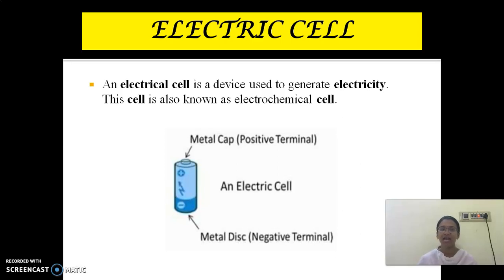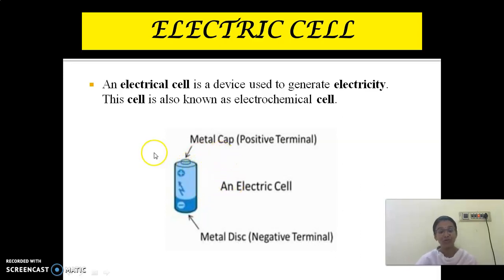An electric cell is a device that is used to generate electricity. Have you seen an electric cell? Yes. An electric cell is a device that is used to generate electricity. It is also known as an electrochemical cell. Why is it called an electrochemical cell, children? Yes, chemicals are filled inside this cell. That is why it is called an electrochemical cell.